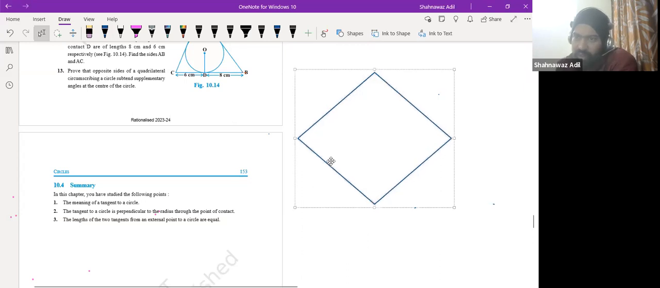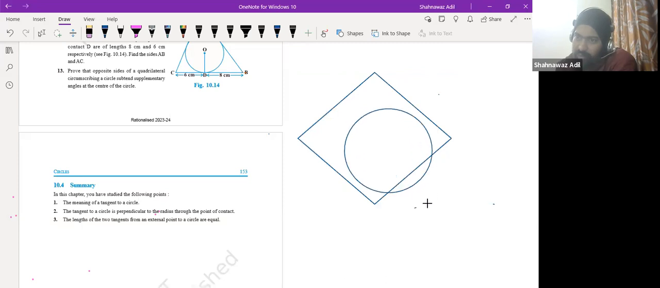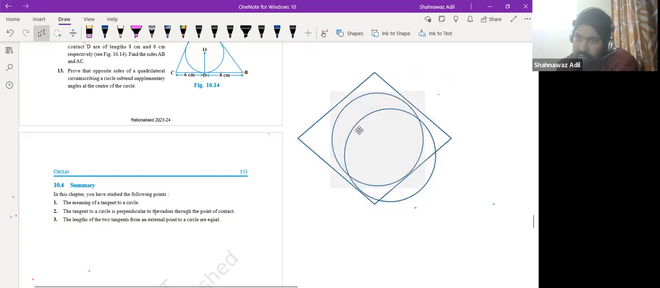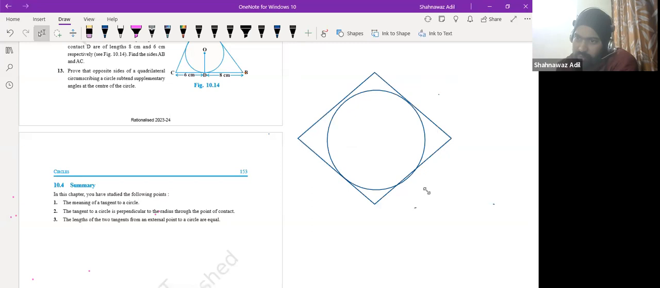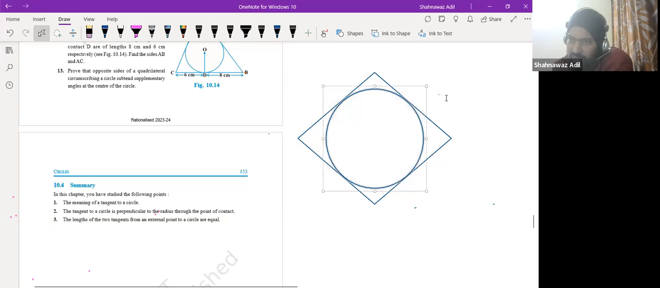It's not a different one. So let's take this one. Let's use this one. And then we have this circle, right? Inside this quadrilateral, we have a circle.